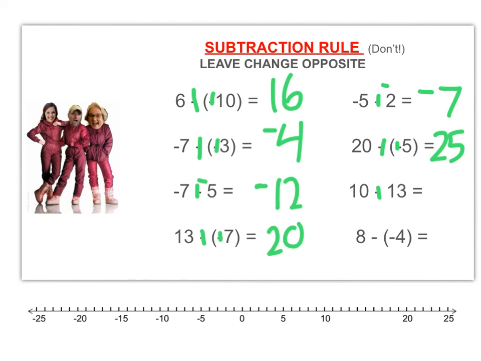Leave, change, opposite. They fight because they're on different teams. There are 3 survivors that are all on team negative. Why? Because remember, team negative ends up with more. Last one, leave, change, opposite, which puts them both on team positive. They have the same sign, so I add and use that same sign.